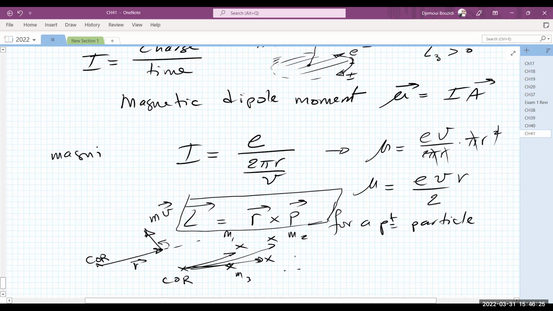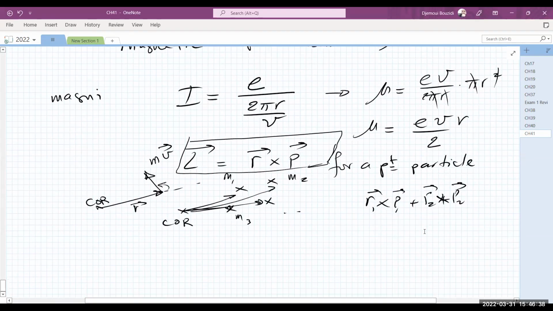Okay, so it's going to end up being, in this case, R1 crossed with P1, and also R2 crossed with P2, and so on and so forth. Okay, so when you add up these numbers, here is what's going to happen in this case.